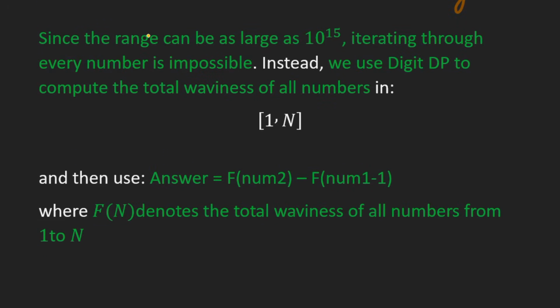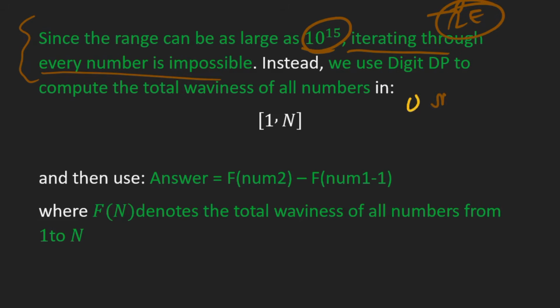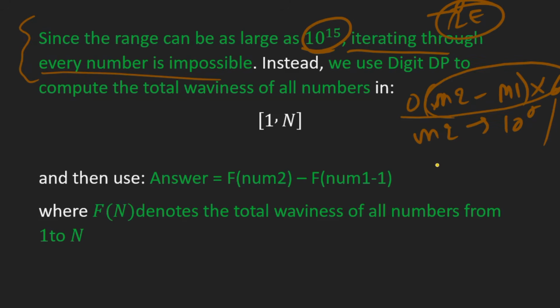And as we know, our range can be up to 10^15. So the brute force approach, that is, iterate through each number in the range and then check, is not possible here because we get time limit exceeded. Even our brute force time complexity will be big O of (num2 minus num1) times 6. In that case num2 was 10^5, but here num2 is 10^15. So in the worst case it is big O of 10^15, which will give us time limit exceeded. So we can't use our brute force approach here.